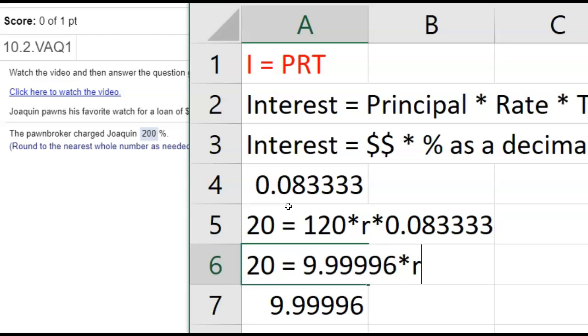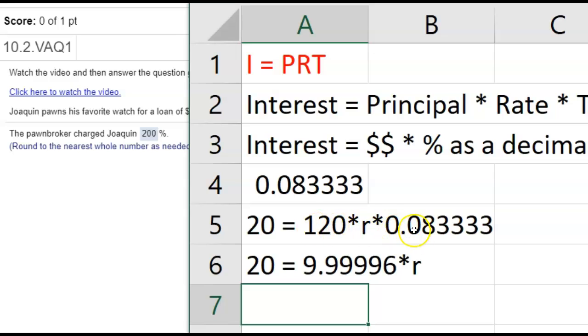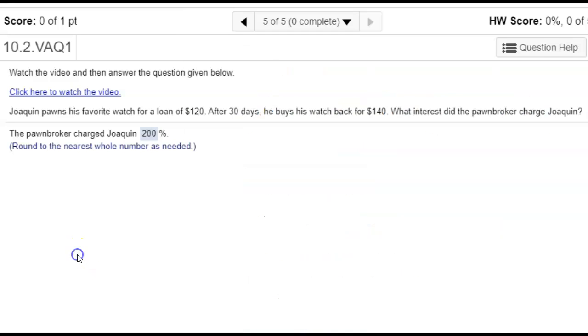multiplied by R. So just doing that multiplication on the right is all I've done to my equation. And now to get R by itself, I just need to divide both sides by this value. And that will be my final answer. R will be equal to 20 divided by that value there. And so this is my interest rate, my annual per year interest rate that's being charged. To get that as a percent, you slide the decimal 2 spots to the right, and it would be 200% interest being charged by that pawnbroker.